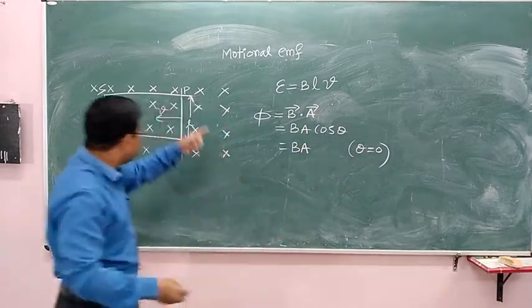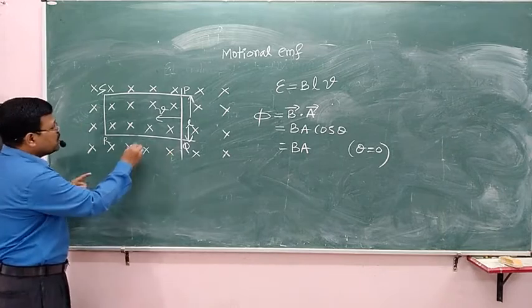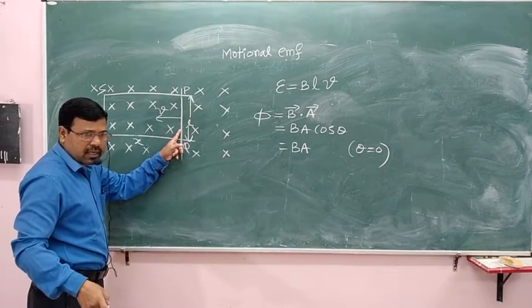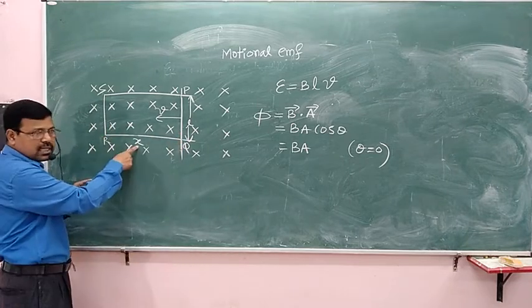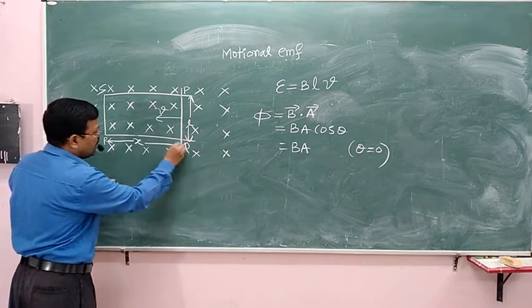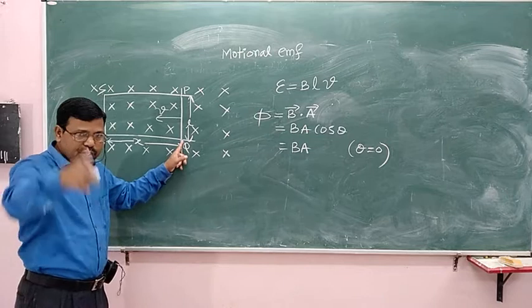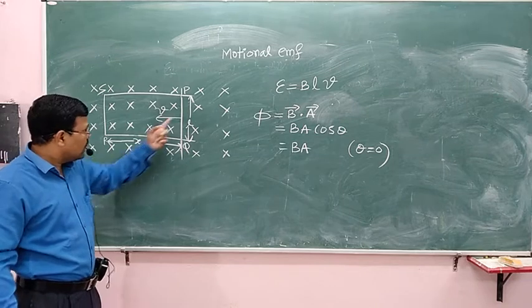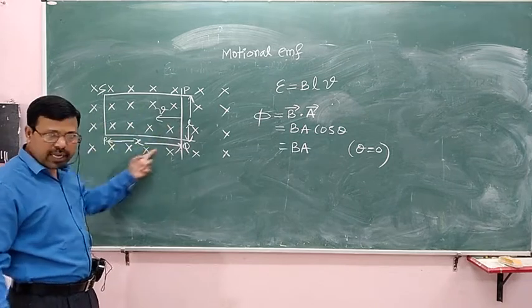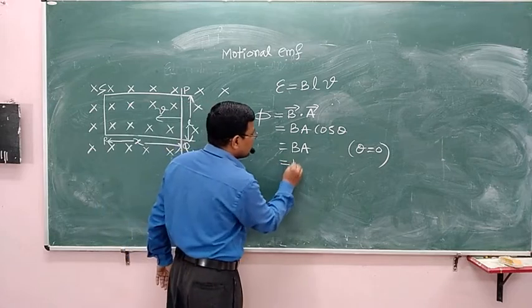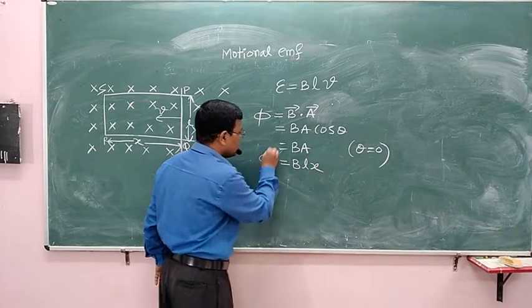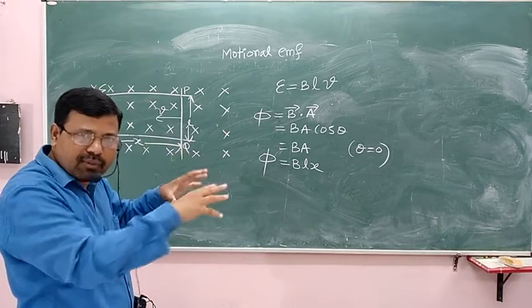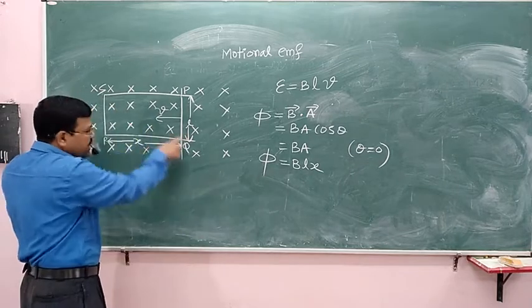As we know, the area of this rectangle, if you consider the distance travelled by this conductor from Q to R as x, is L into x. Therefore I write BLx. So BLx gives us the total magnetic flux enclosed by this rectangle.